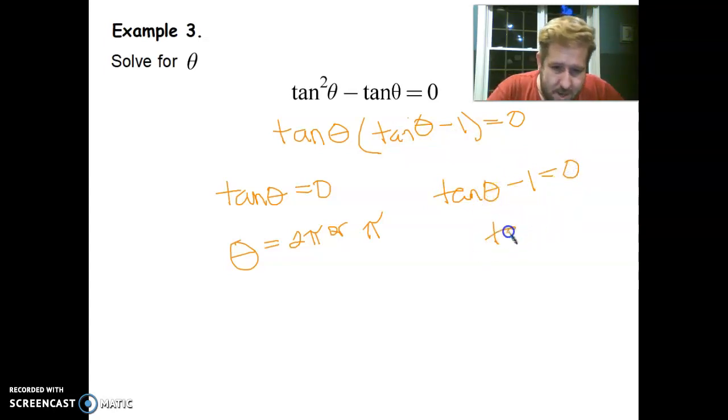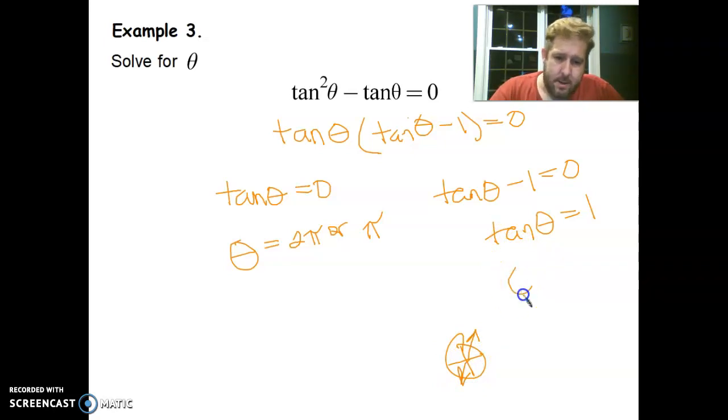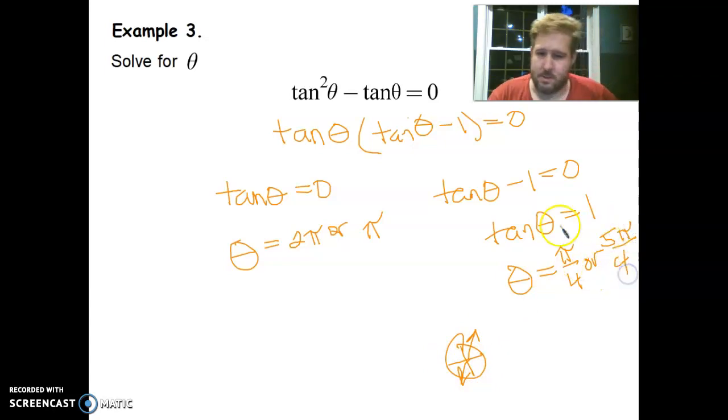So add 1 to both sides. When does tangent of theta equal 1? And that would be a 45-degree angle. So now I ask myself, when is tangent going to be positive? And that would be in the first and the third quadrant. All right, so our two answers here are going to be pi over 4, that's going to be in the first quadrant, and 5 pi over 4 would be in the third quadrant. And there's your two answers right there.